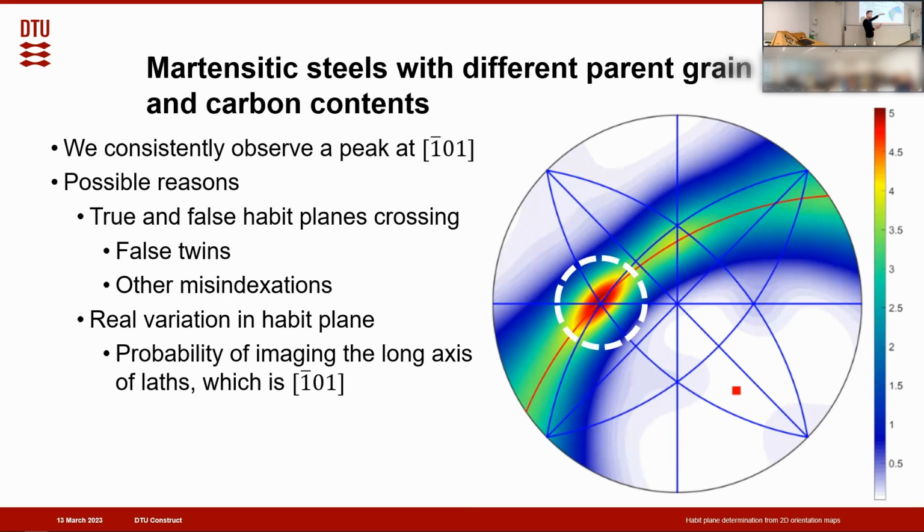Because the long axis of all the laths of martensite that we observe is -101. And I think if we have a microstructure where those laths are oriented in 3D, and we take a 2D section, there's just a higher probability that we observe those laths with the -101 trace. So from my point of view, it's maybe more likely a probability distribution of imaging a certain trace direction. Or it could be a combination of both effects. So we're still looking into this.